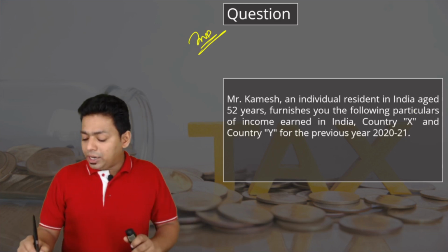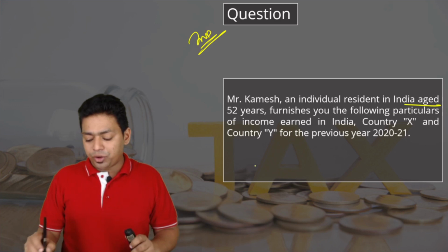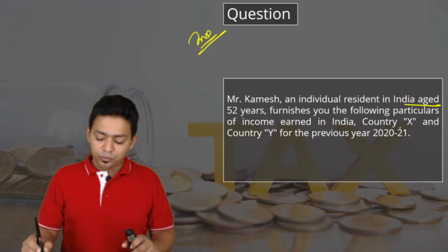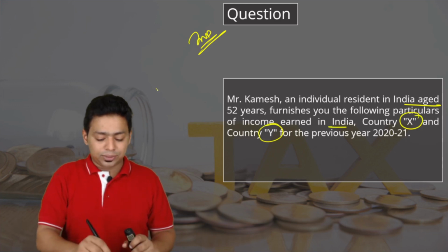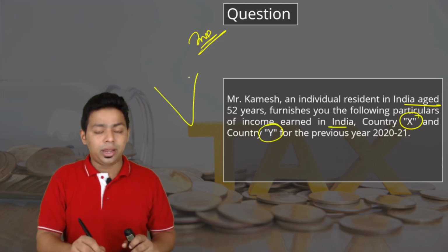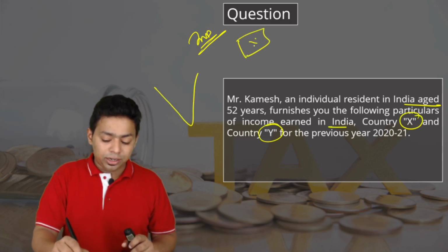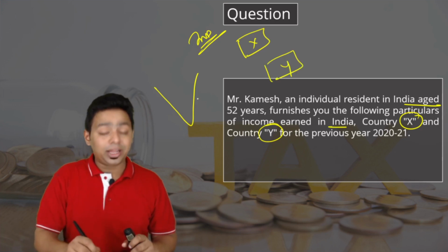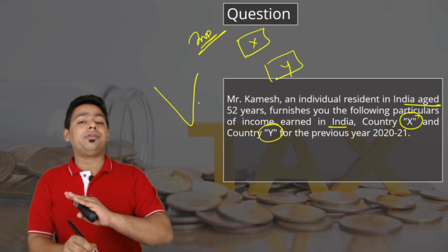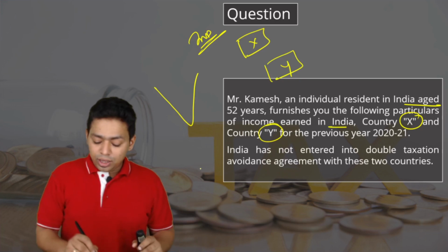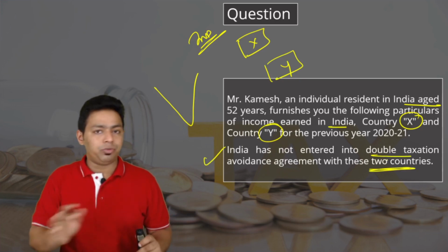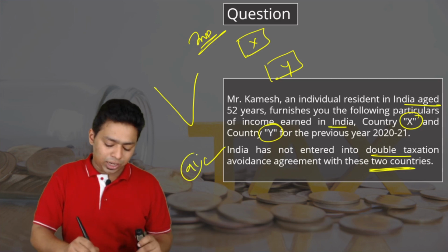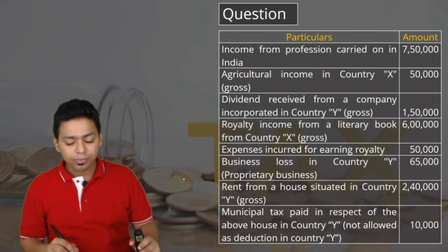Mr. Kamlesh, an individual resident aged 52 years, furnishes you the following particulars of income earned in India, country X and country Y. Now look at this. Kamlesh is not only earning income in India, he is earning in country X and country Y. That means this is a question of two different foreign countries. India has not entered into a double taxation avoidance agreement with these two countries. We don't have DTAA, meaning thereby section 91 will come into play.